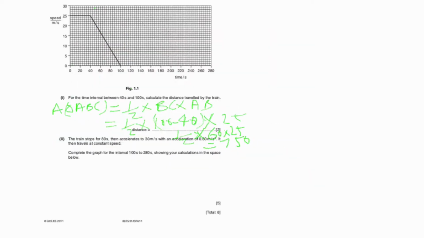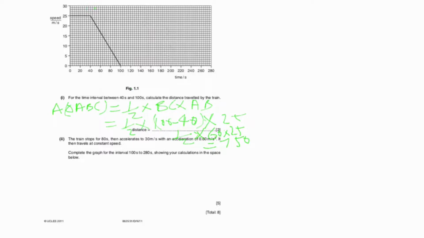So here they have asked: a train stops for 80 seconds, then accelerates to 30 meters per second with an acceleration of 0.6 meters per second square. It then travels with a constant speed. Complete the graph for the interval 100 seconds to 280 seconds, showing your calculation in the space below. So we will calculate this part also.